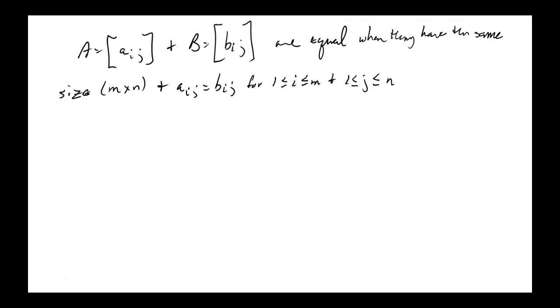So let's do example 1. Here are 4 matrices. A, 1, 2, 3, 4, very creative matrix.